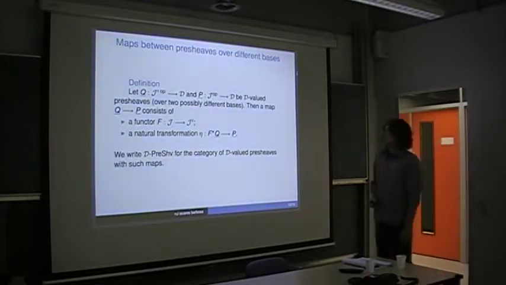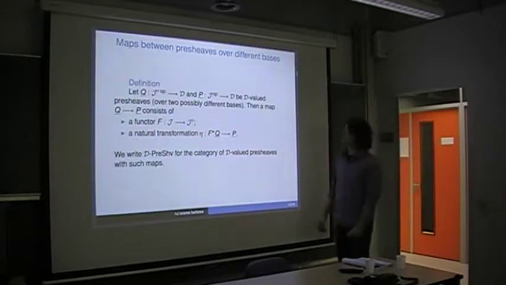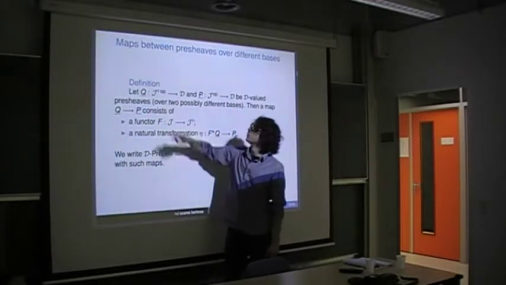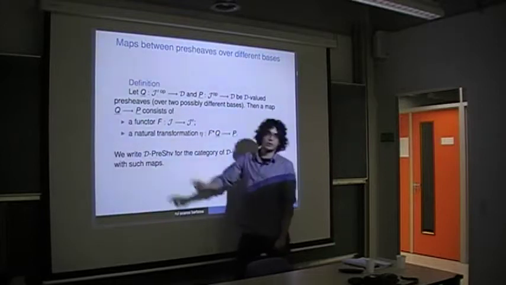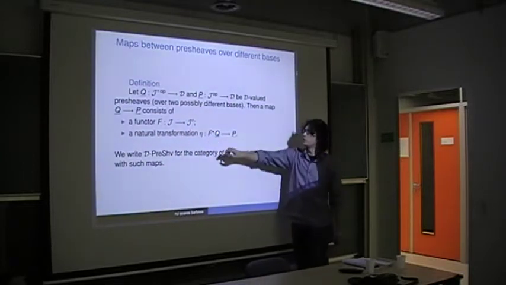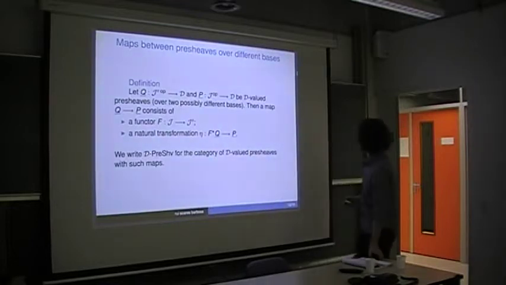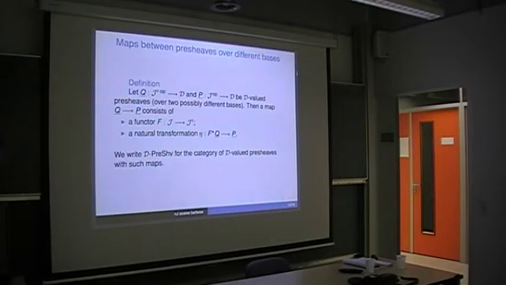So let's suppose that we have two presheaves, possibly over different bases. So we have this presheaf Q over J prime and this P over J, and we want to map from Q to P. We consider a map from Q to P to be a functor from J to J prime that changes the basis, and then a natural transformation between these two things. So if you have J prime going to D, and this is Q, and from J going to D, this is P, and so we consider a functor F. So the map consists of a functor F between J and J prime.